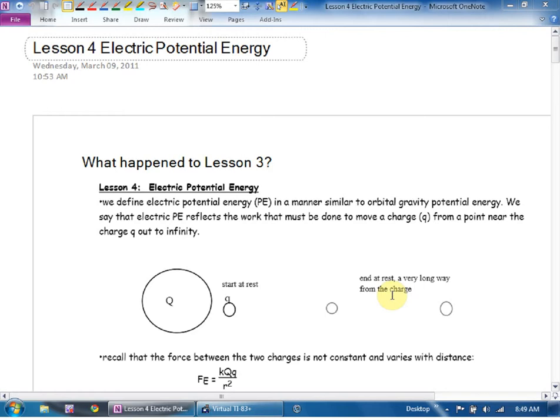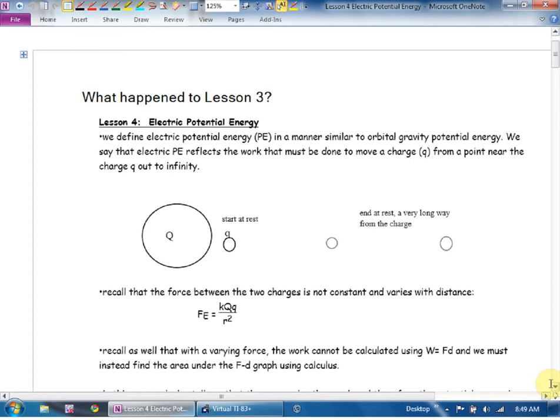We're going to define electric potential energy in a manner similar to orbital gravity potential energy. We say that electric potential energy reflects the work that must be done to move a charge Q from a point near charge Q out to infinity. You may recall that when we did gravity, I did a graph like this, where this was R, and we said the work was the area underneath a graph. We're talking about something similar here, but not for gravity, for electric force.